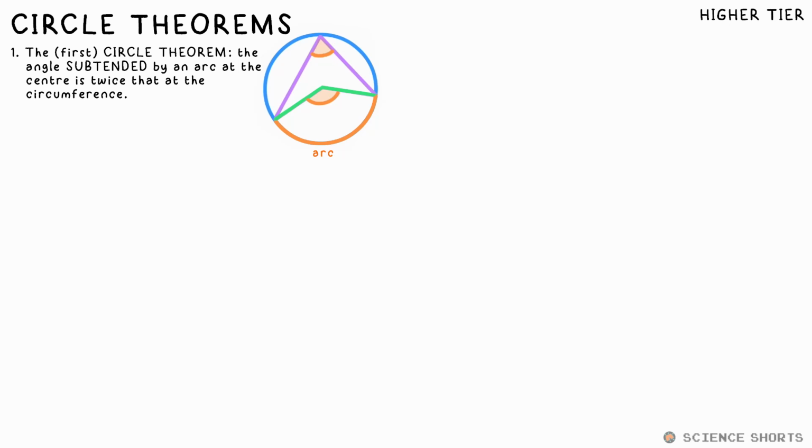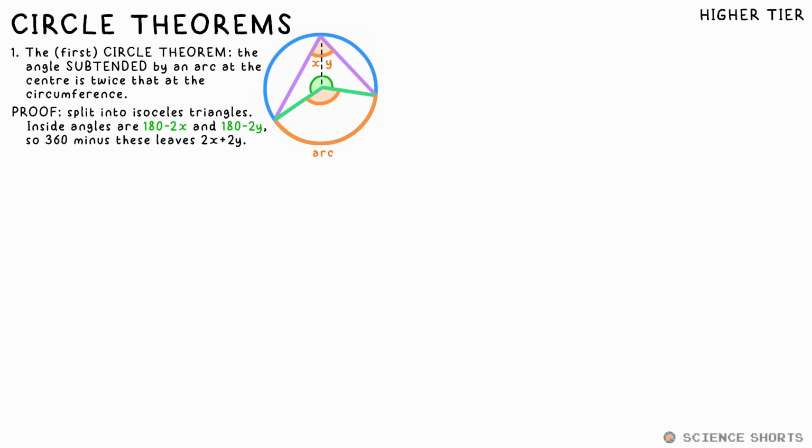The proof is this: split the angle with the diameter and call the 2 separate angles x and y. We now have 2 isosceles triangles. As such, the other angles at the edge are x and y too. The angles at the center therefore must be 180 minus 2x and 180 minus 2y. The angles outside the triangles must be 2x and 2y, bringing the total angle to double the original.